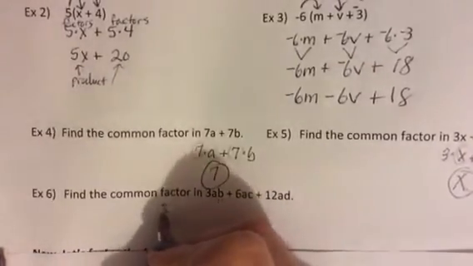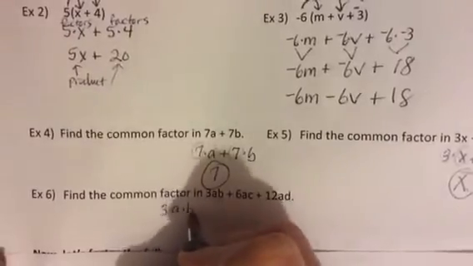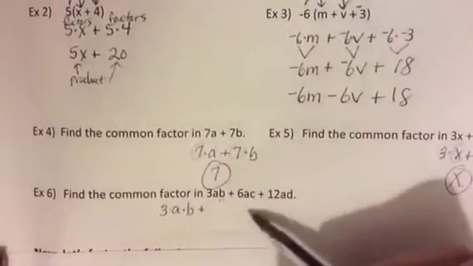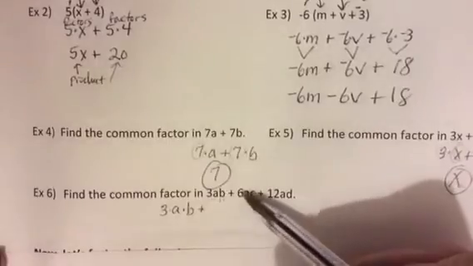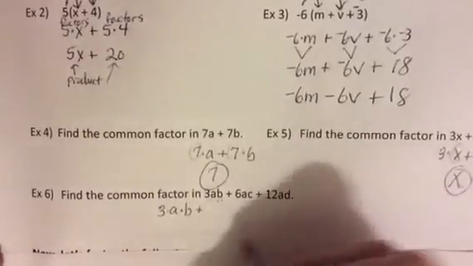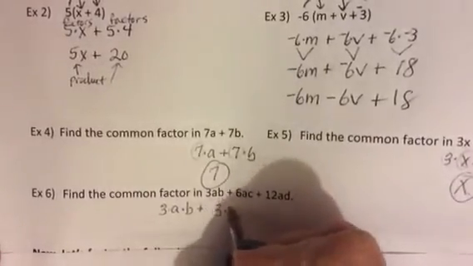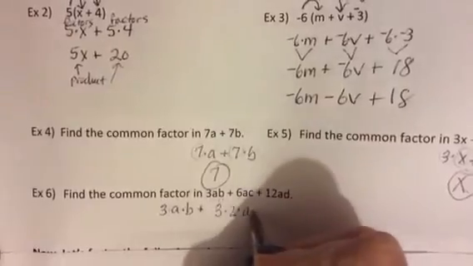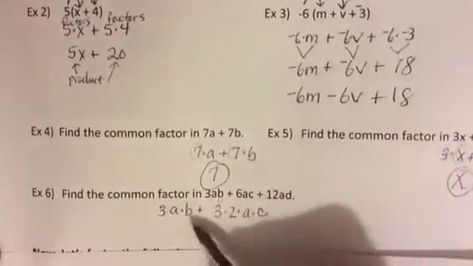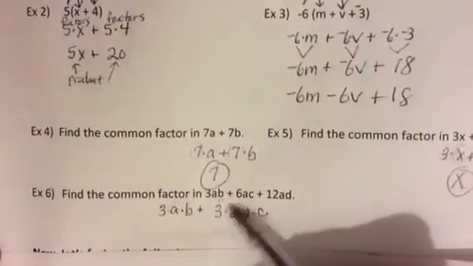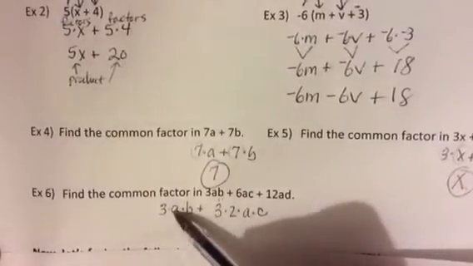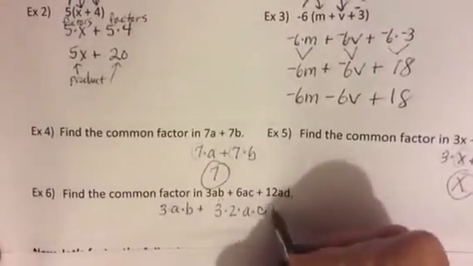So I'm just going to write that, 3 dot A dot B, plus. Now notice here we've got 6 times A times C. Well, I'm going to factor this 6 down into 3 times 2 times A times C. Because right now, in these two terms, I will have a common factor of 3 and a common factor of A. Well, let's see what happens.